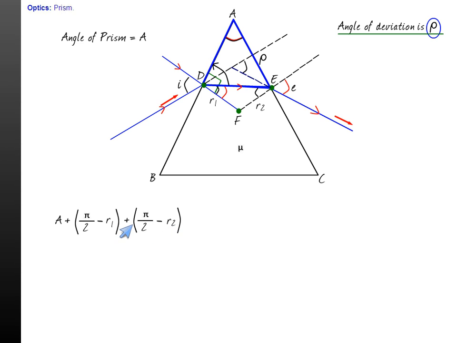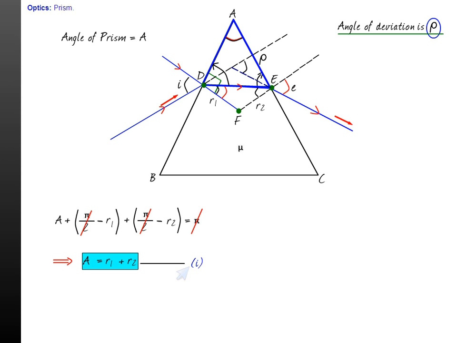Okay. So let's take all three angles of this triangle and sum them. We will get pi. So A plus pi by 2 minus R1 plus pi by 2 minus R2 equals pi, and therefore we can say that A equals R1 plus R2. Let's say this is our equation number 1.